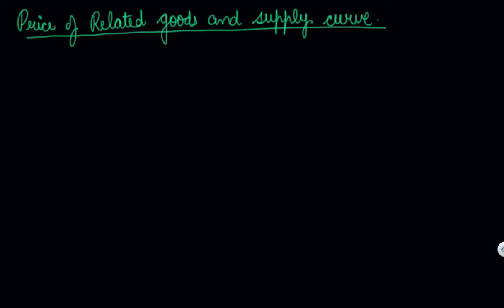In this video, we will study the price of related goods and the supply curve, that is, how the price of related goods affects the supply curve. Change in the price of a substitute good has a special effect on the supply of a commodity. We have told you what substitute goods are: goods that can be replaced for one another are substitute goods.